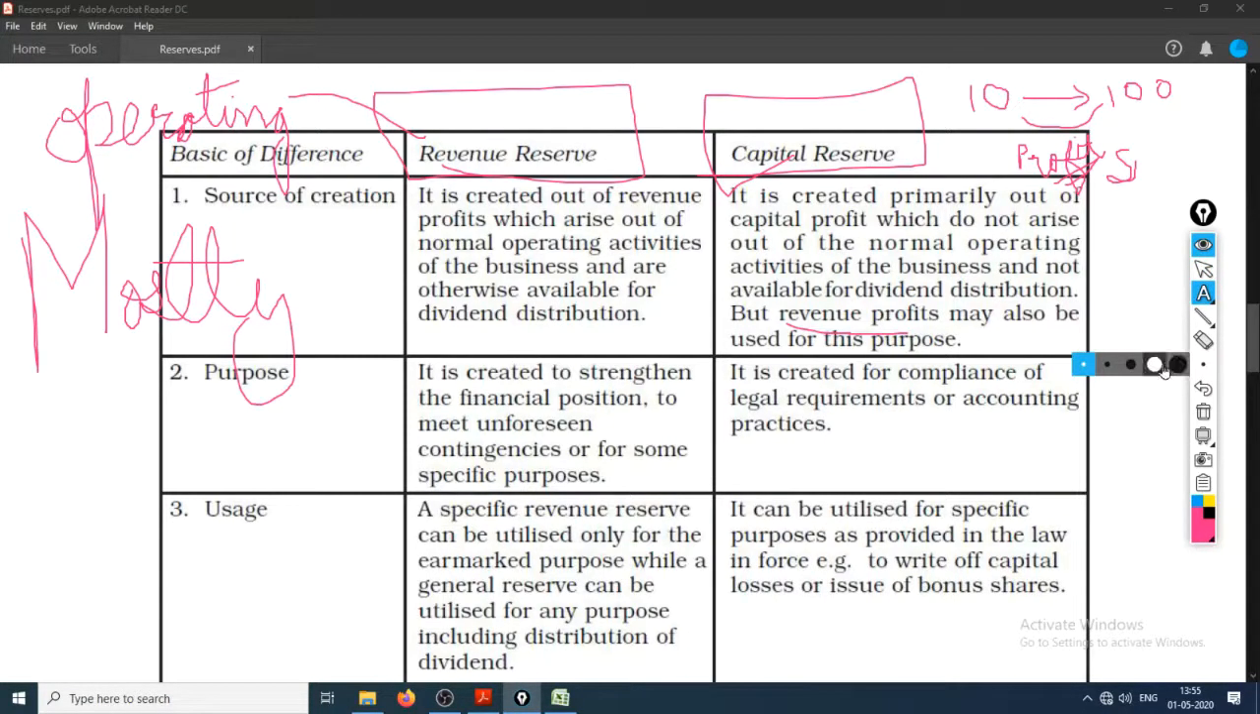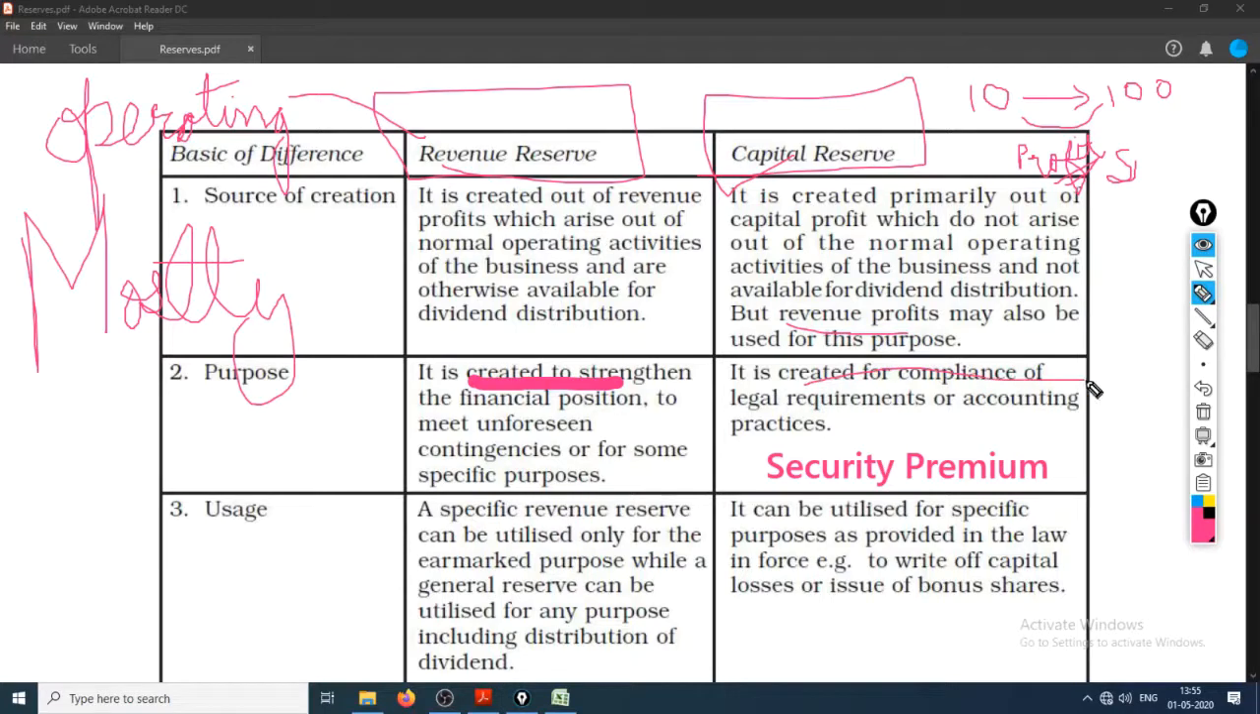It is known as security premium. So that security premium will be treated as capital reserve. Now you can see security premium. And yeah, what else? It is created to strengthen the financial position.